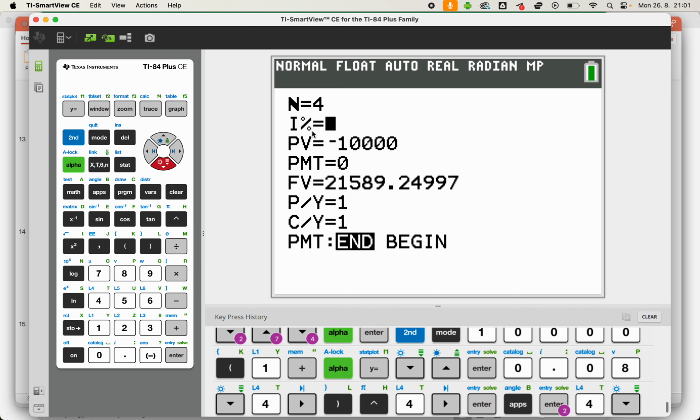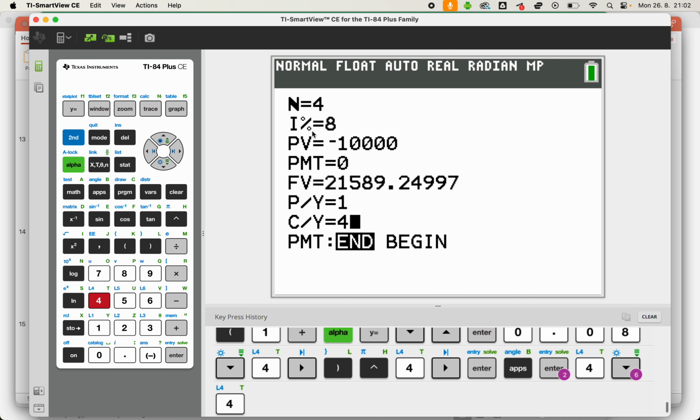The I is 8%, right? That's the annual percentage, always. There are other ways to do this. I sometimes teach students how to do this differently, but I'm staying with the way that Mr. Rops likes to do this so that it doesn't get us in trouble down the road. Principal value is still $10,000. That's what we put in. There is no payment, but what I'm going to change here this time is we are compounding 4 times per year. We are compounding quarterly. That's the only thing I'm going to change.